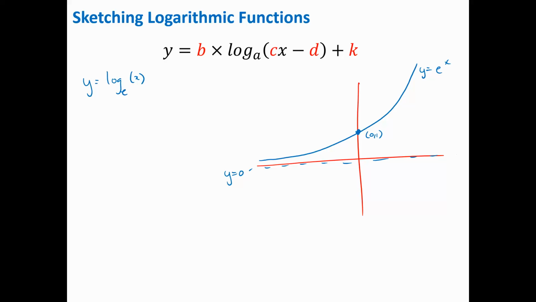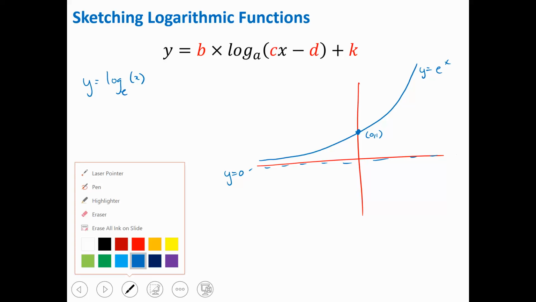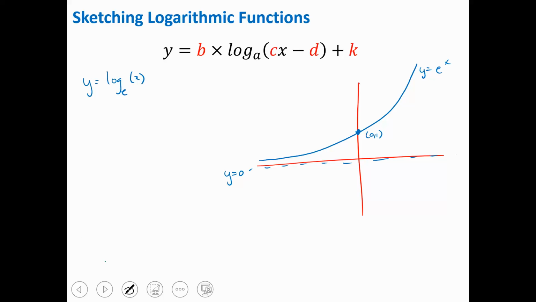One property. Yes, Jack. X-intercept. X-intercept, which is what? 1, 0. Fantastic. The x-intercept is the inverse. So if it's 0, 1, the inverse is switching the x and y's. It becomes 1, 0. Yes, you have an x-intercept at 1, 0.